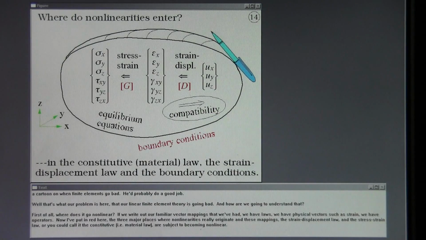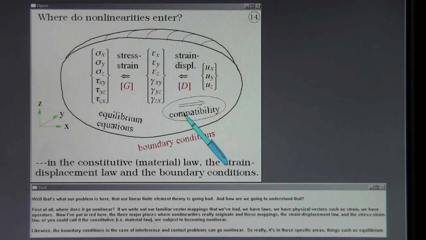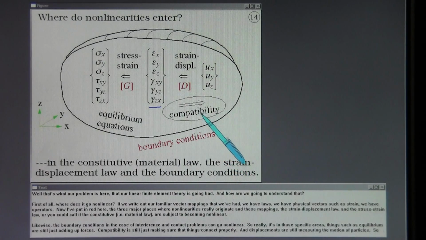And how are we going to understand that? First of all, where does it go nonlinear? If we write out our familiar vector mappings that we've had, we have laws, we have physical vectors such as strain, we have operators. Now I've put in red here the 3 major places where nonlinearities really originate. And these mappings, the strain displacement law and the stress strain law, or you could call it the constitutive or material law, are subject to becoming nonlinear.